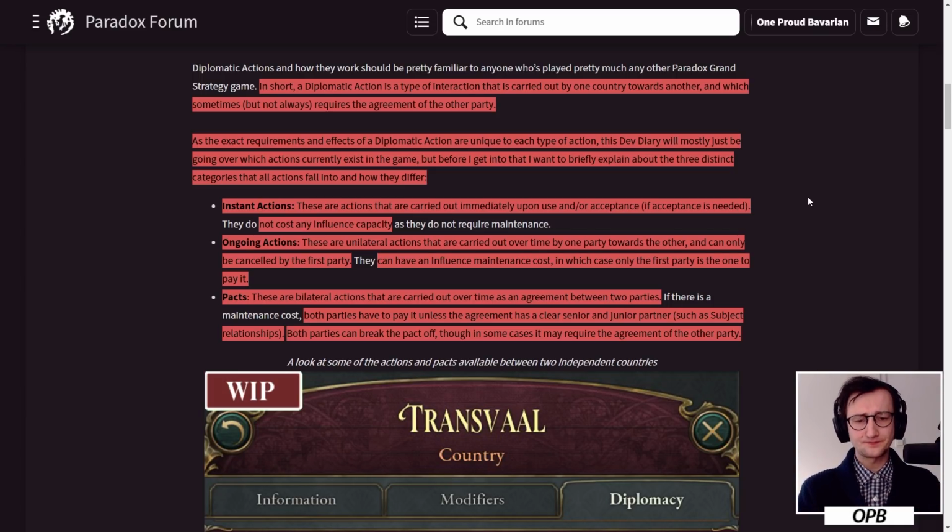Then we have ongoing actions. These are unilateral actions that are carried out over time by one party towards the other, and can only be cancelled by the first party. They can have an influence maintenance cost, in which case only the first party is the one to pay it, meaning, for example, increasing or damaging relations. Please take note that for this one you do need influence capacity, and I want to set this sort of into the frame of Victoria 2.